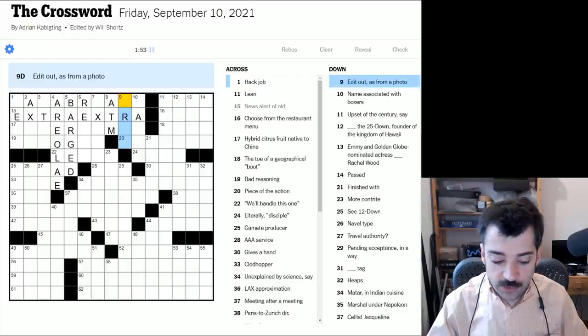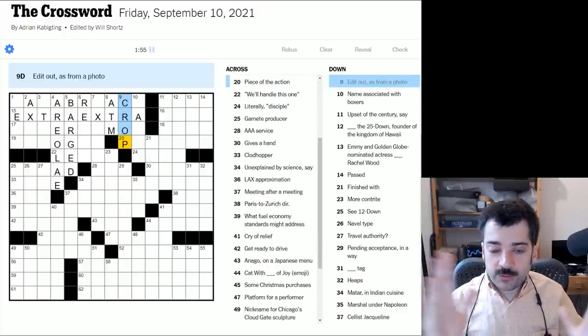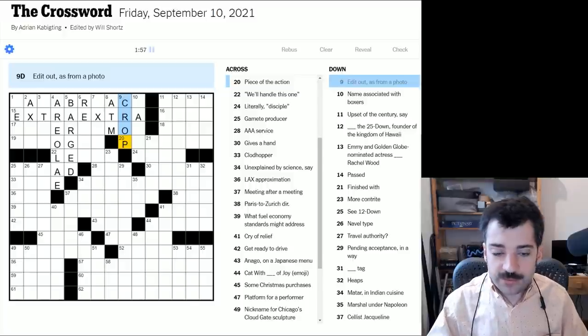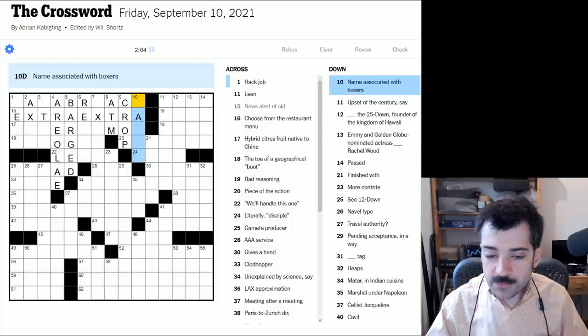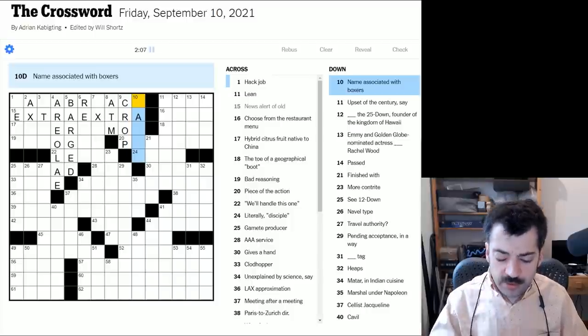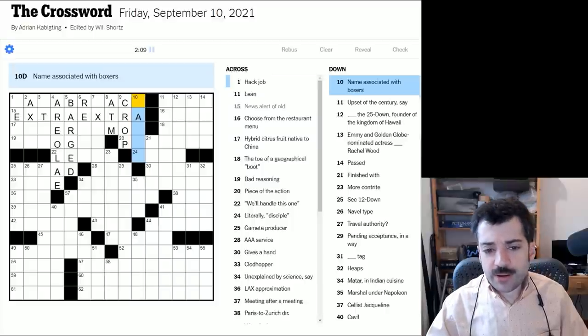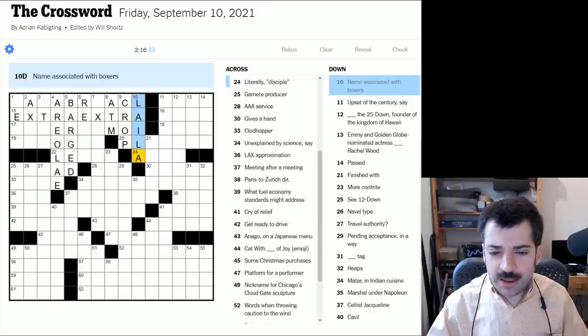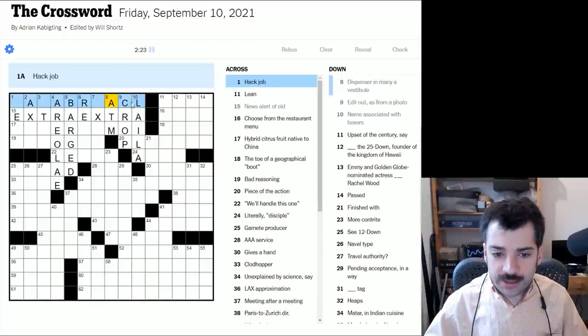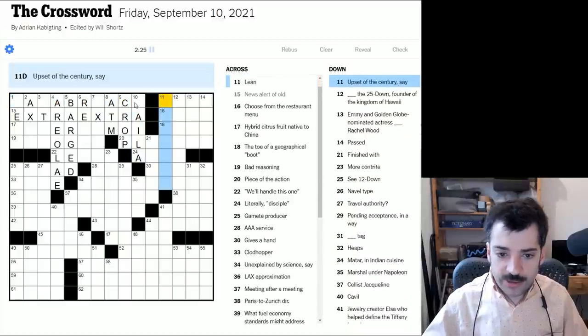Edit out as from a photo could be crop, to crop out, to reduce the size of a photograph to remove things from it. Name associated with boxers. Oh boy, I'm guessing this purely on the boxing theme and the number of letters and the fact that we have an A in there. I think Layla Ali came up maybe a month or so ago as a boxer, the daughter of Muhammad Ali, although that doesn't look great here, so maybe not. That was sort of a wild guess.